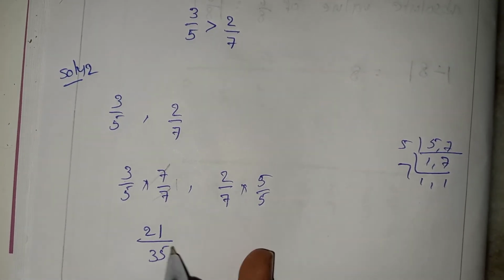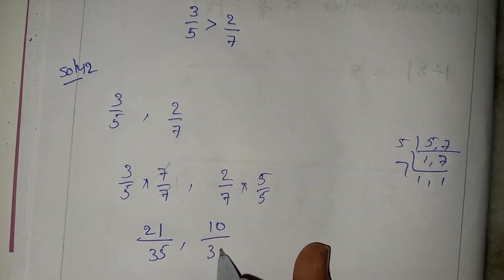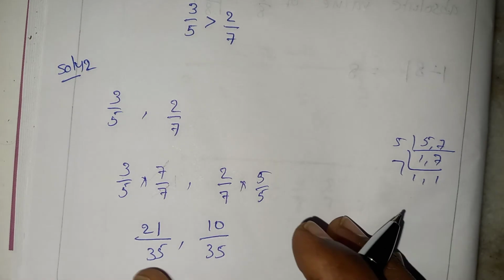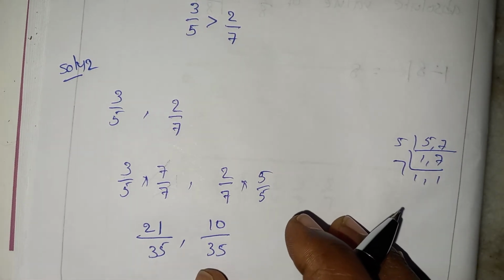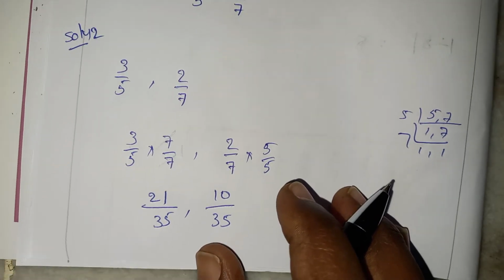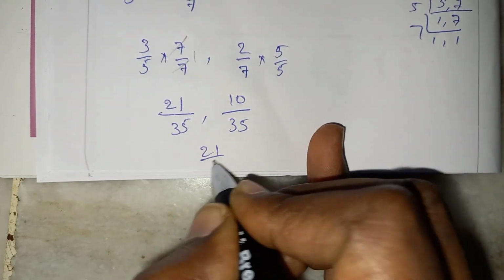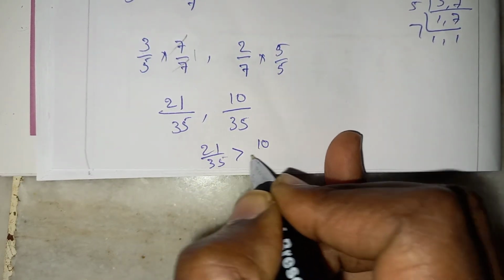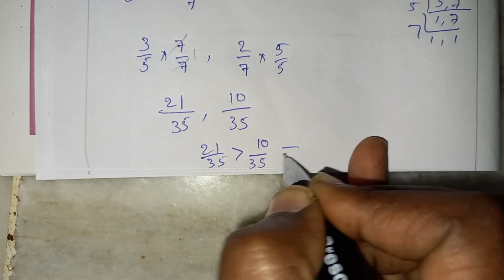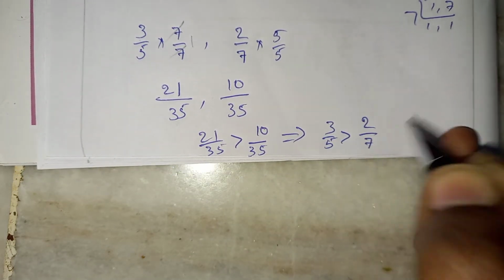7 5s 35, 5 2s 10. 7 35. Now, if the down value remains the same, can we say which number is greater and which number is lesser? It is very easy now, right? Now, we can easily write 21 by 35 is greater than 10 by 35. Therefore, 3 by 5 is greater than 2 by 7.